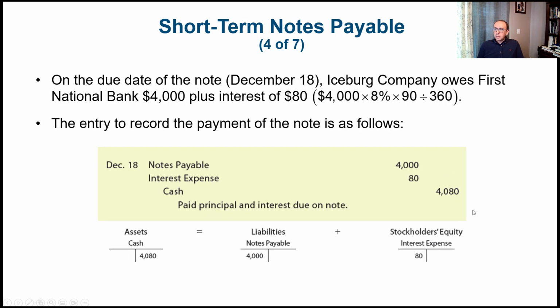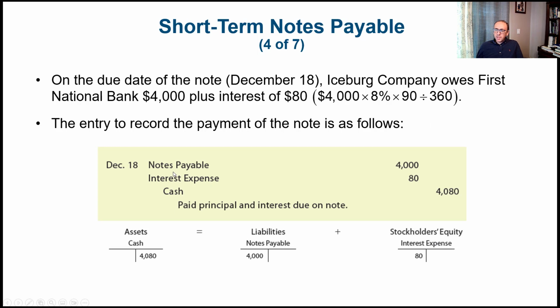On the due date of the note, which turned out to be December 18th, Iceberg Company owes First National Bank $4,000 plus interest of $80. How did we get the interest? Again, it's the principal, which is the value of the note, $4,000, multiplied by 8%, multiplied by 90, divided by 360. So that would give us $80.